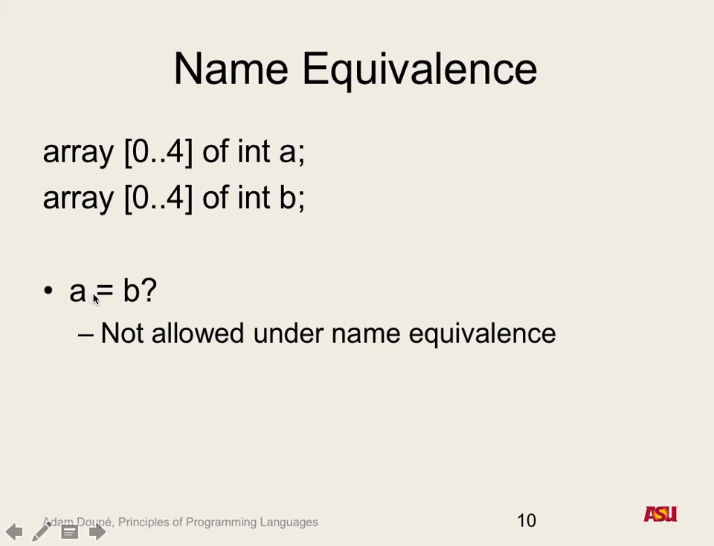So the question is, would you want to allow A equals B? From the information that we have here, we have an array of 0 through 4 of integers, and here we have an array 0 through 4 of integers. These kind of sound like the same thing, because we have no additional knowledge. Part of the problem is the programmer did not give them a name, so we can't say that yes, they're the same thing, or no, they're not the same thing.